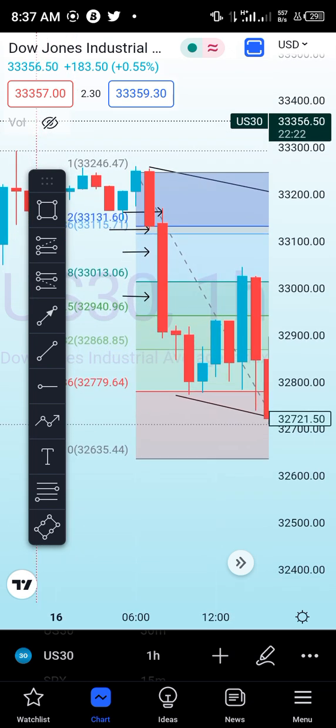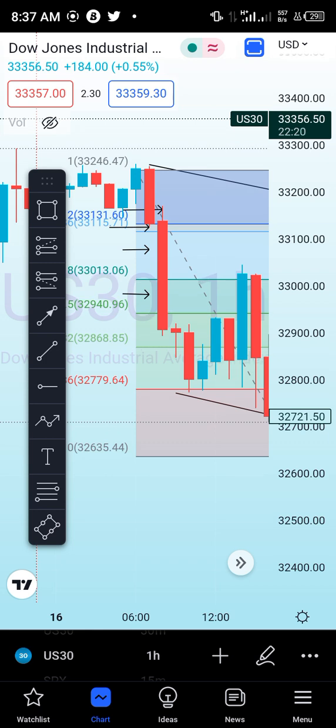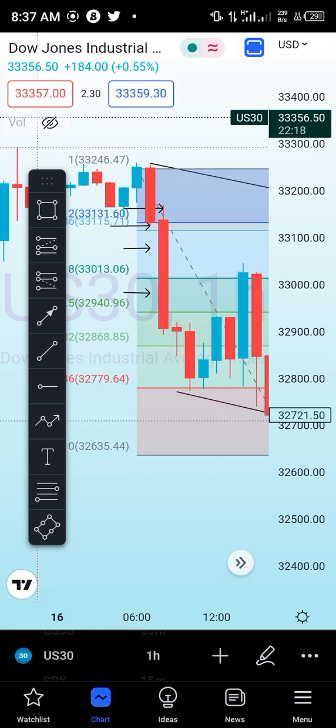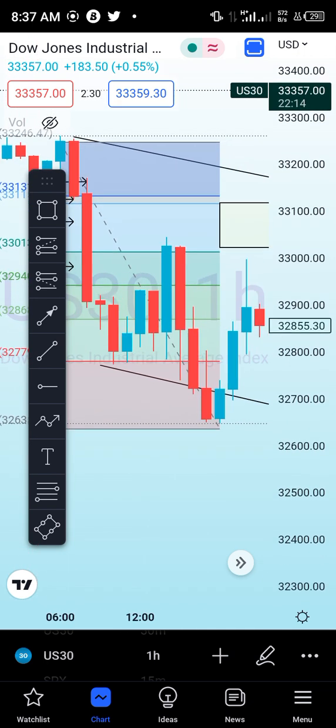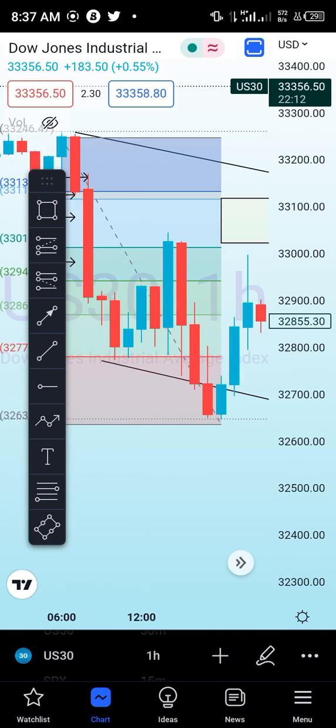If you are using a very tight stop loss, then your stop loss should be just right above the 50%, which is 61.8%. Now the same goes for an uptrend. The reverse is the case.